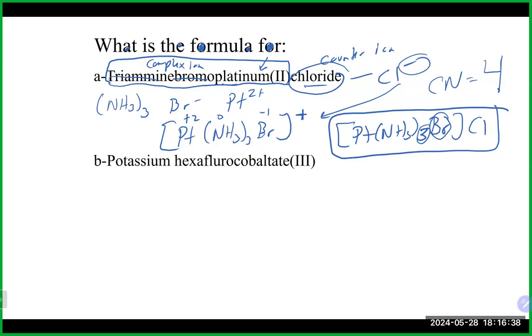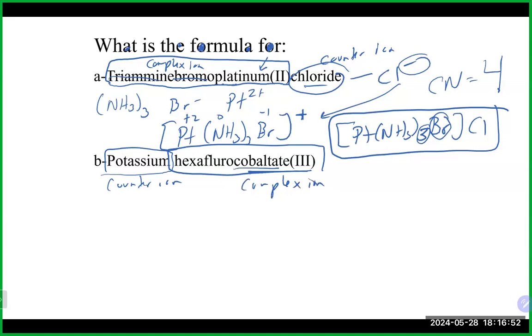Looking at the next one, I know that this is my counter ion. And I know that, again, because I see the metal at the end of the name on the second part. And I also see the old school name there, which means that this is going to be my complex ion. So I do know my complex ion is going to be negative in this case. If we build our complex ion part, I got hexa, which is 6, and fluoro, which is fluorine. So I basically got an F6.